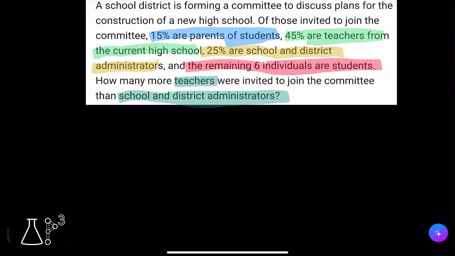Well, let's add up all the percentages that are given. 15, 45, and 25. So 15 plus 45, that equals 60. And 60 plus 25 equals 85. So therefore, as we're given with the percentages, that's 85% of everybody in the committee. But we're given that the remaining 6 individuals are students. What does that mean? That the remaining 6 students are part of the committee. Therefore, the 6 remaining students are 15% of the committee.